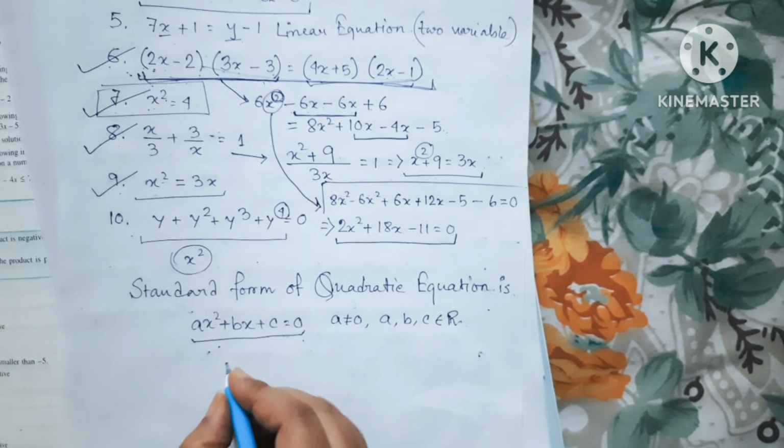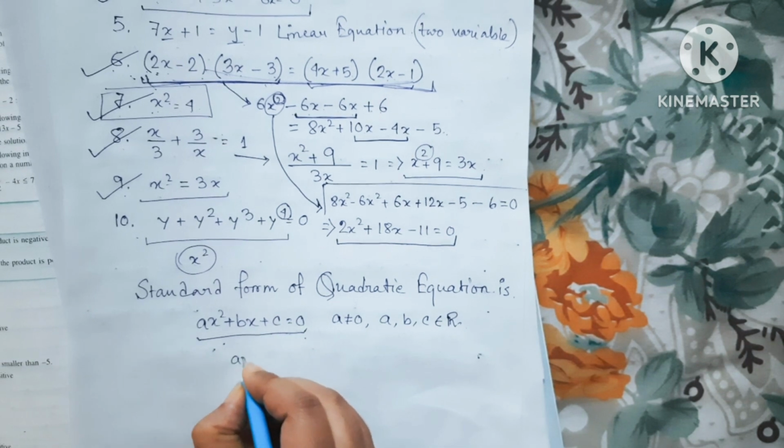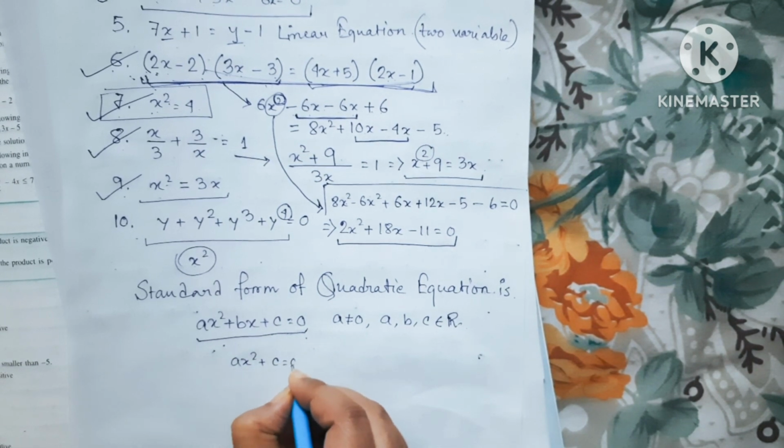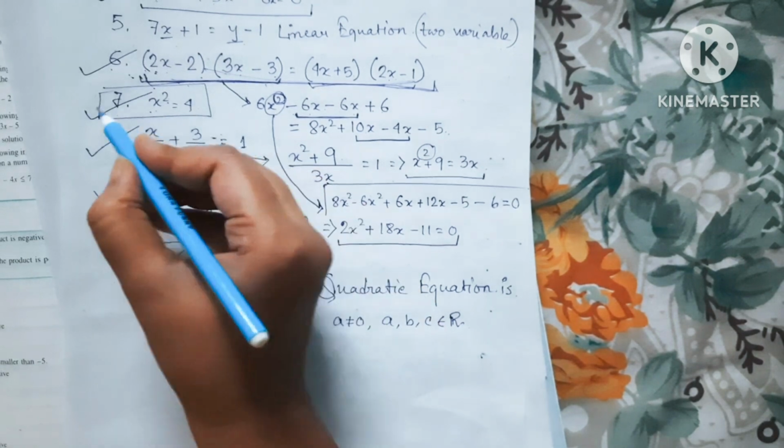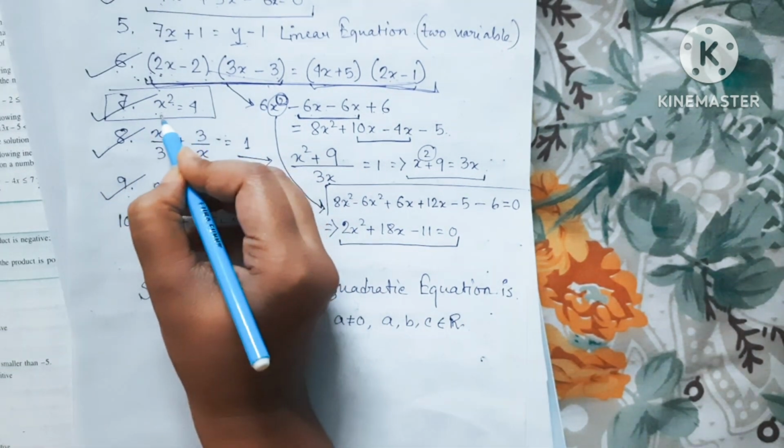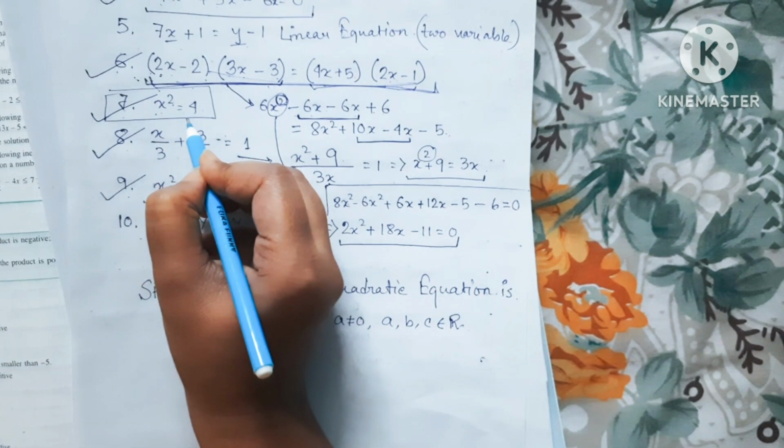Now if b equal to 0, what happened? ax square plus c equal to 0. This is also a quadratic equation. Okay, so that's why see equation 7 is also a quadratic equation.